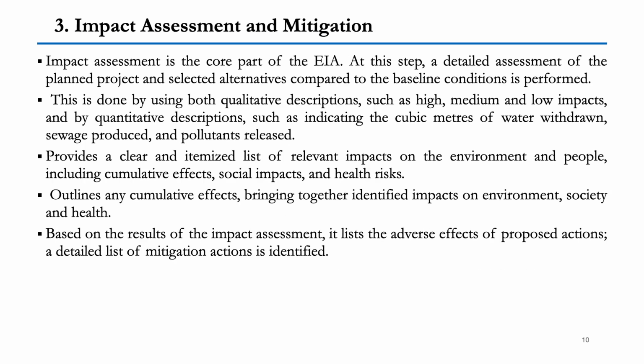Third step is the impact assessment and mitigation. So impact assessment is the core part of EIA. At this step, a detailed assessment of the planned project and selected alternatives compared to the baseline conditions is performed. This is done by using qualitative descriptions such as high, medium, low impact, and quantitative descriptions such as indicating the cubic meters of water withdrawn, sewage produced, and the pollutant released.